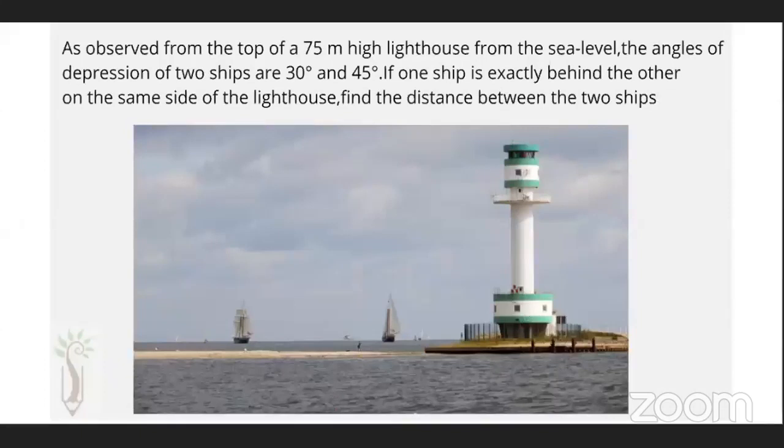Okay. Now, as you can see in the picture, there is a lighthouse and there are two ships, one behind the other. Why am I pointing this out? Because the question is very specific about it. They're saying as observed from the top of the 75-meter high lighthouse. So how high is the lighthouse? It's 75 meters, right? So that is the first information we are getting. Next, they're saying that the angles of depression of the two ships are 30 degree and 45 degree.